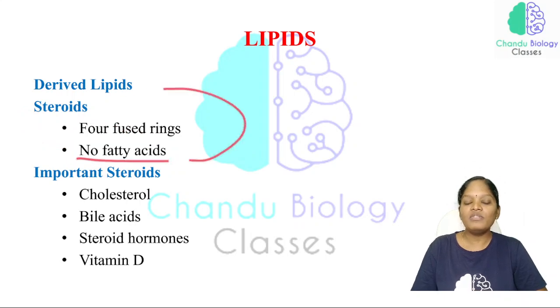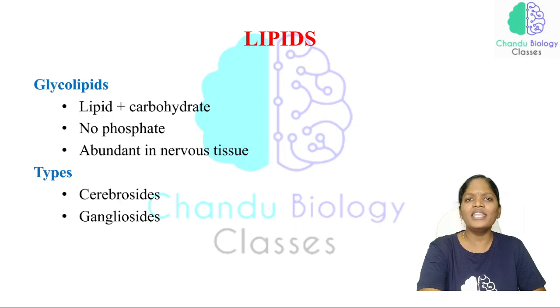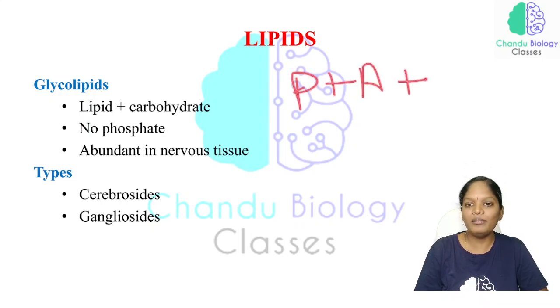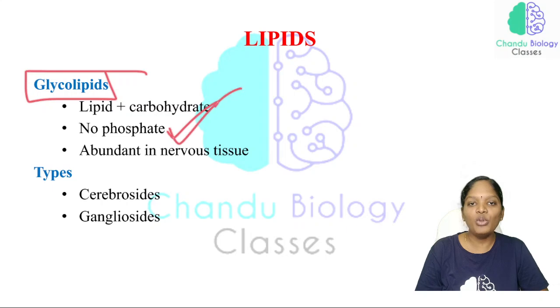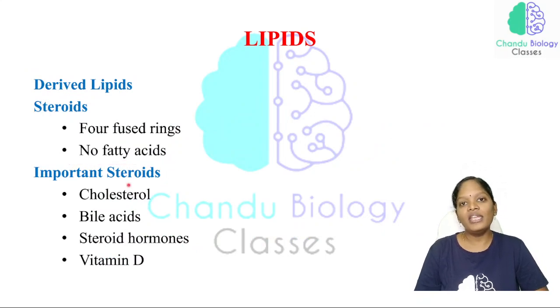No fatty acids will be present in the steroids, and in the glycolipids, there will be no phosphate. No phosphate. Generally in a phospholipid there will be a phosphate, there will be an alcohol, and there will be 2 fatty acid chains. So this is how a phospholipid will be, and here a glycolipid has no phosphate group, and the steroids have no fatty acids. And what are the important steroids? That will be cholesterol, bile acids, steroid hormones, and vitamin D.